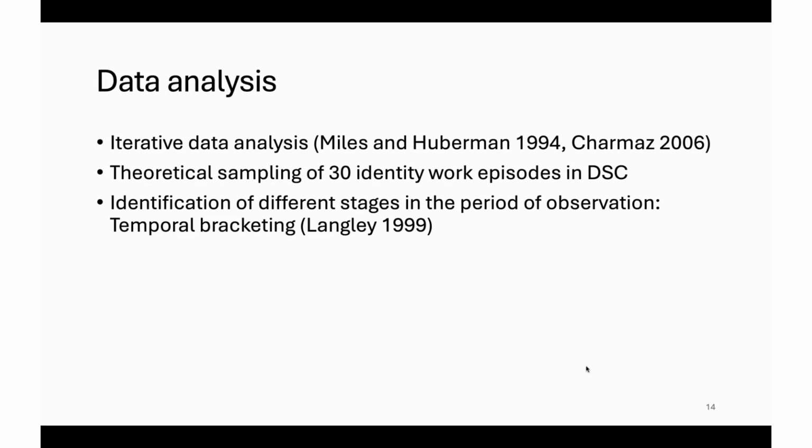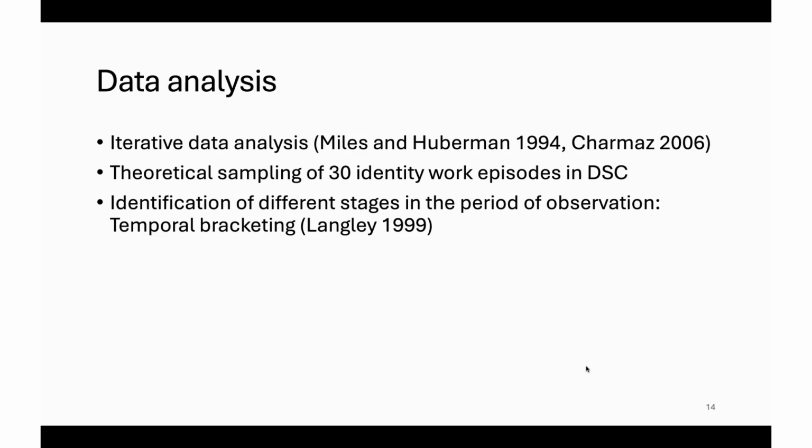So 30 of them. And once we had these 30 identity work episodes, we engaged in temporal bracketing. We had 6 years of data, and the temporal bracketing took a while, because at some point we had, I think, 6 periods, but then you didn't have enough identity work episodes in each, and it was too granular. And then at some point we had just 2 periods, and that was not granular enough. So we had to work with the temporal bracketing to make sense of what was happening.